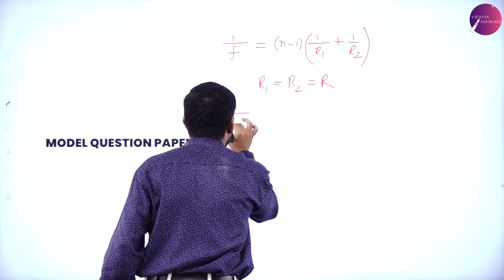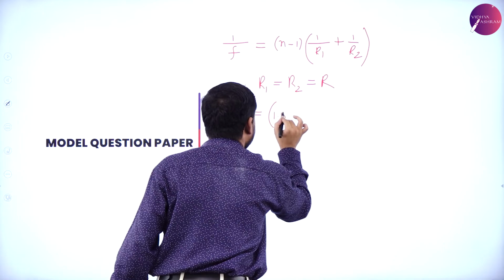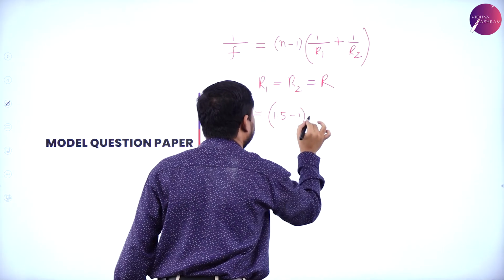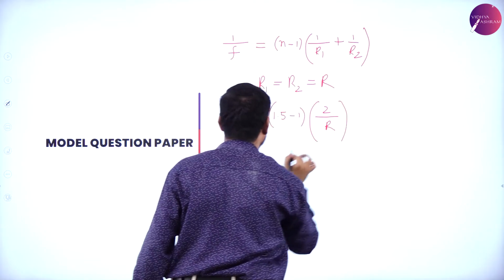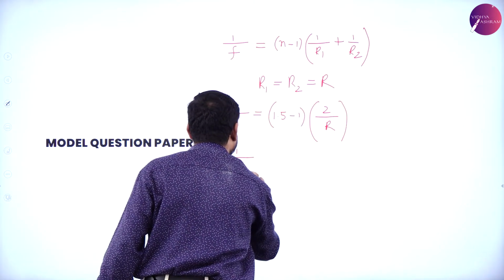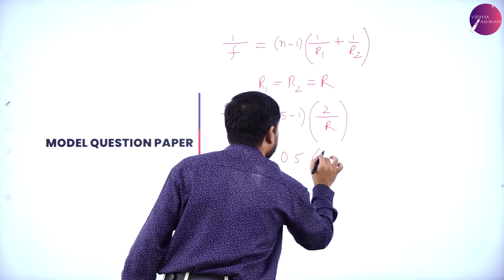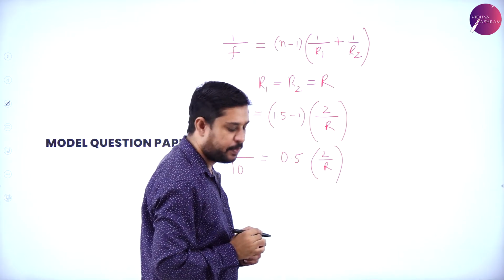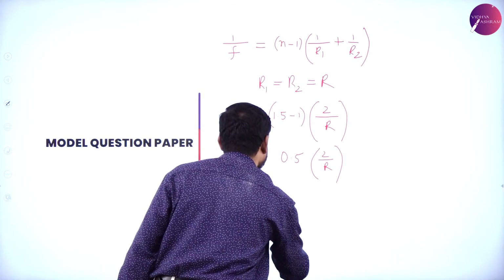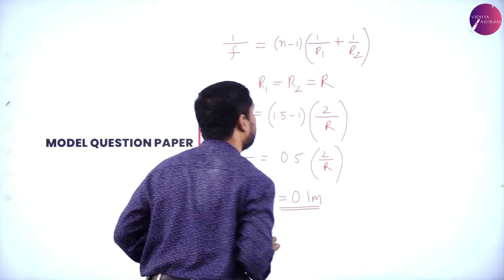So this is 1 by 10, which is 1.5 minus 1, which is 2 by R. 1 by 10 is 0.5, 2 by R, and on simplification, R is 0.1 meter.